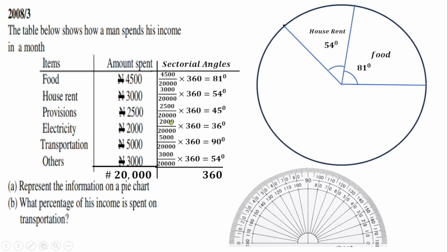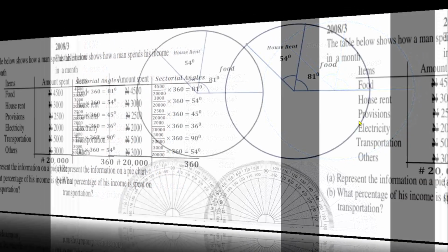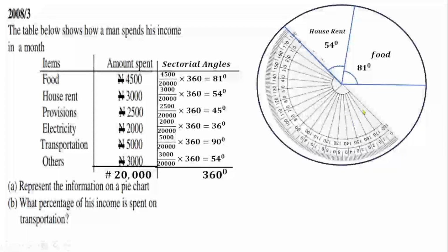The next one is for house provisions, which is angle 45 degrees. What do you do again? This line, this radius now serves as the origin of your angle. Take your protractor and place it on it like this. So place your protractor on the radius like you have drawn, and make sure that the radius is on that straight black line.